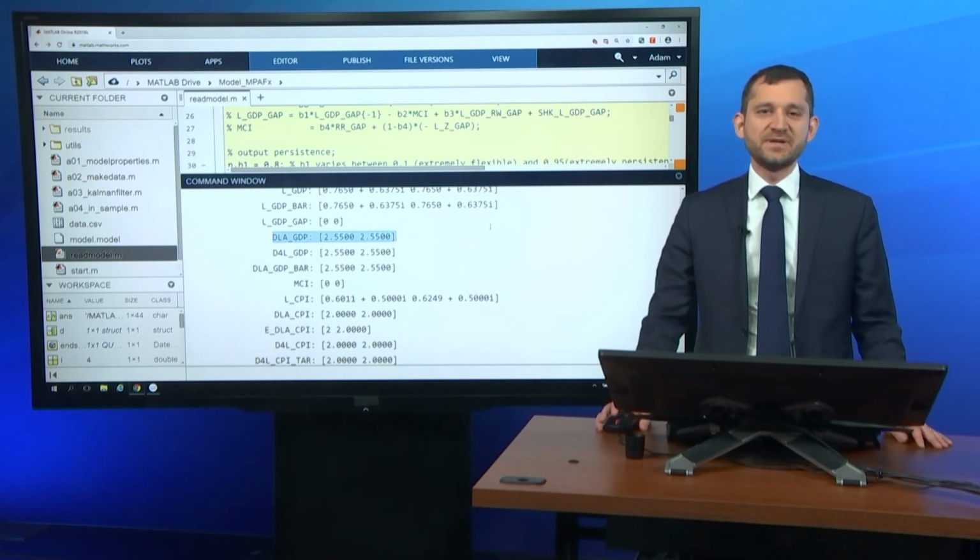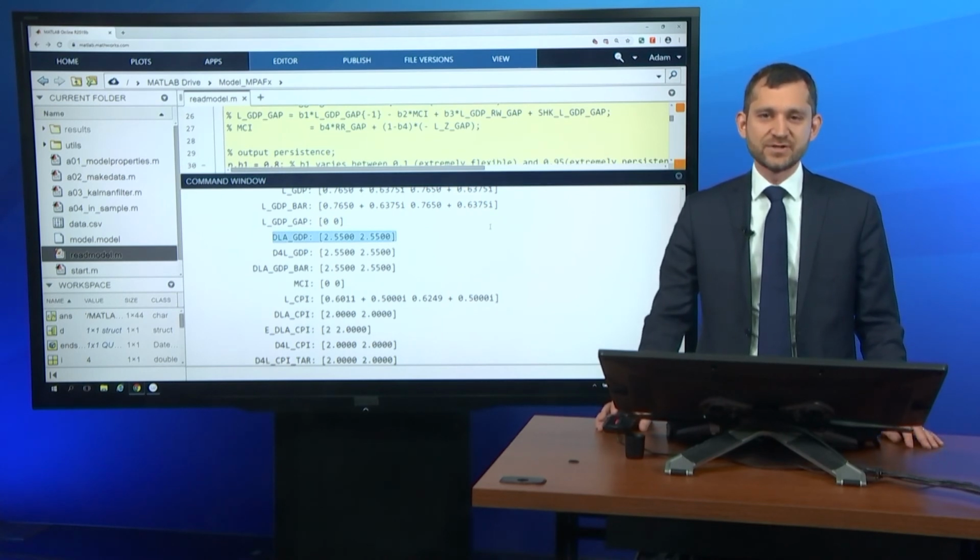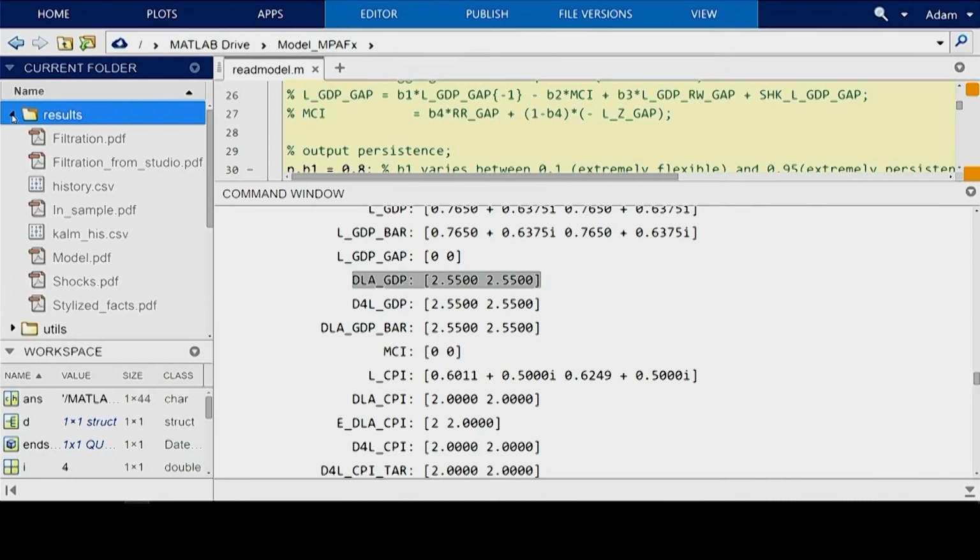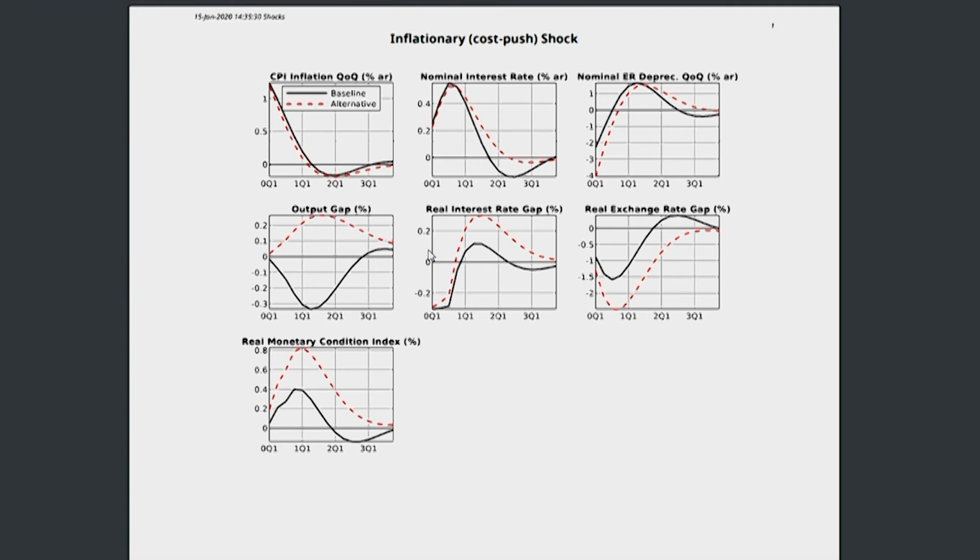Now, we can open the PDF report called Shocks from the results folder to look at the impulse response functions. Looking, for example, at the effect of the cost-push shock on the output gap, we can see that the reaction of the output gap is opposite to what we would expect. We would expect the negative output gap in reaction to the inflationary supply shock. However, here the output gap goes up for the alternative calibration.